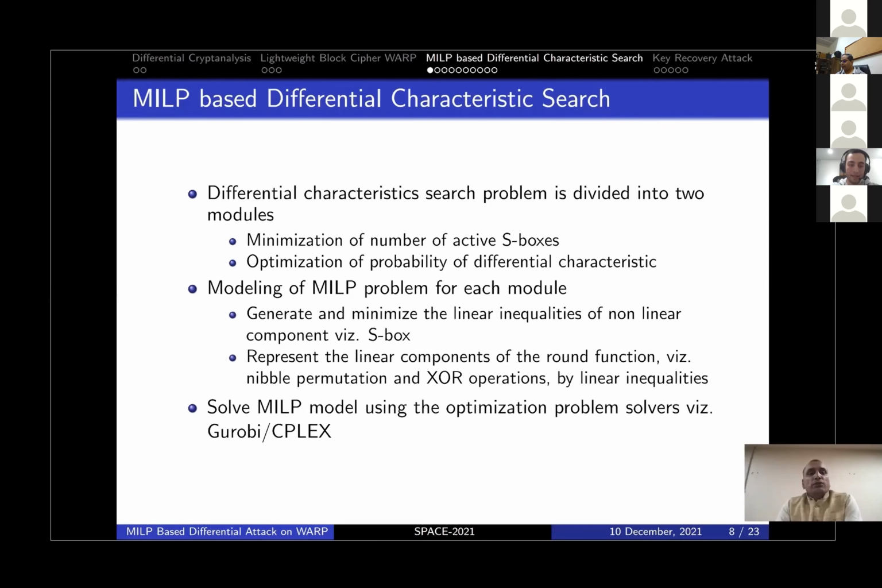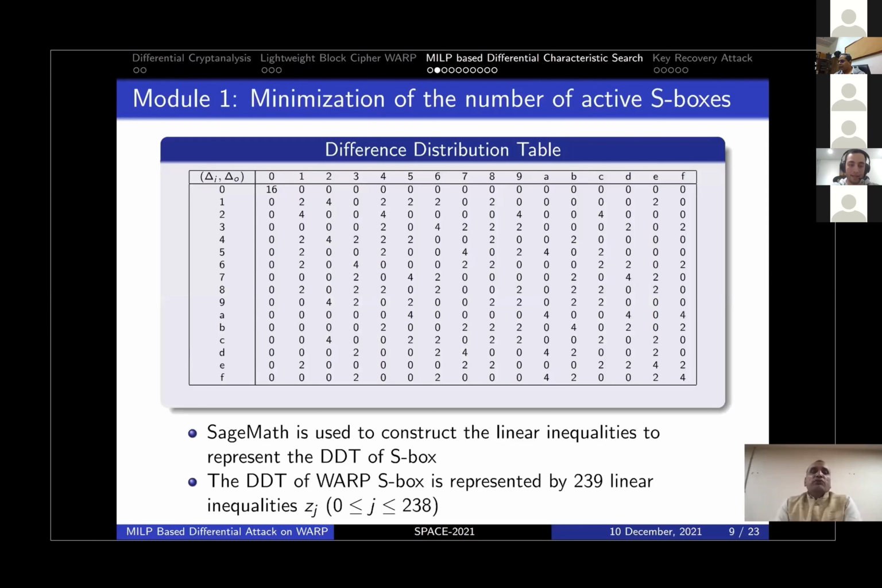So we now discuss module 1, in which we minimize the number of active S-boxes. First of all, we construct the difference distribution table of the S-box. In WARP, the 4-bit S-box is used, so we get a 16 cross 16 difference distribution table. We use the SageMath tool, which uses the S representation of the S-box, to construct the linear inequalities to represent this DDT.